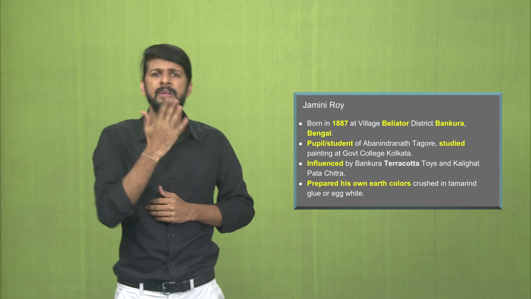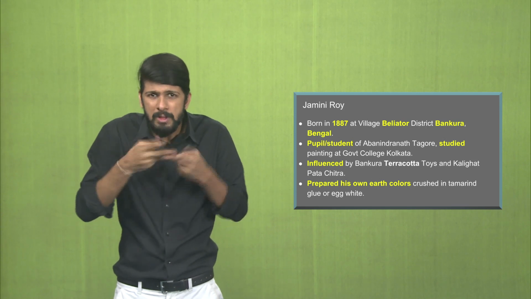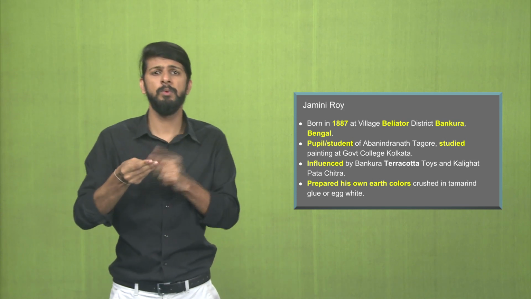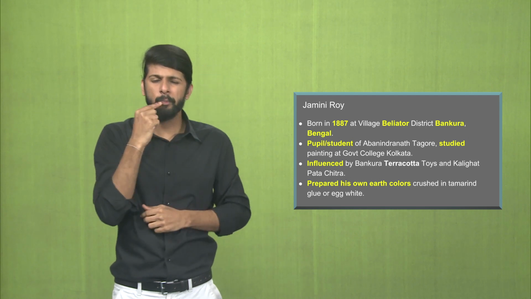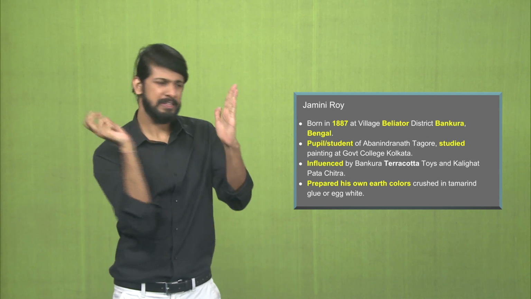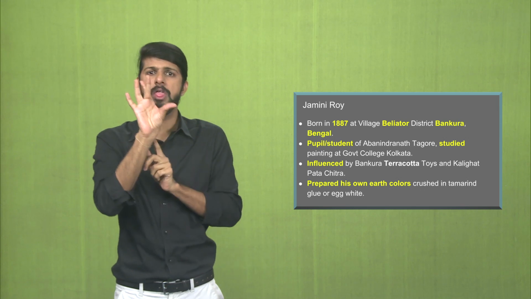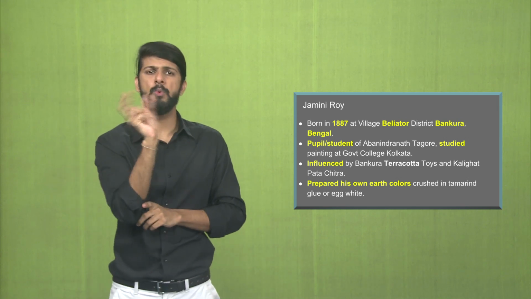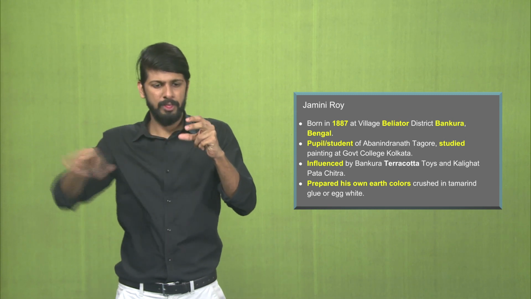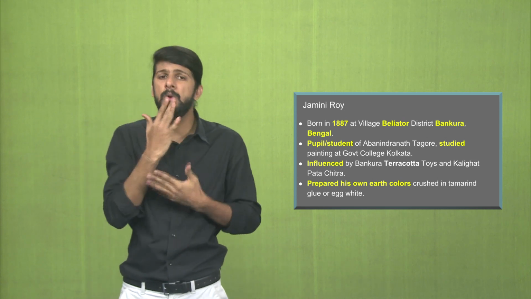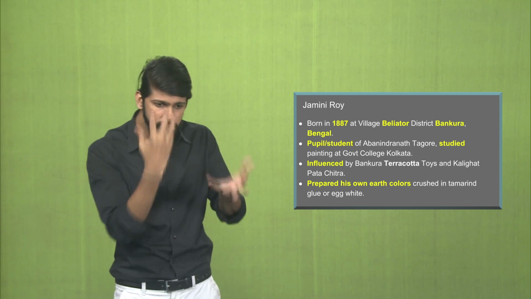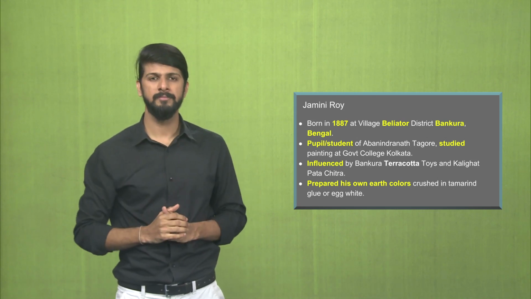Jamini Roy prepared his own colors, and these were earth colors which he would crush, and then he would mix it in tamarind glue. You know what tamarind is? So, the tamarind tree, if you cut the bark a little, there is secretion of a kind of glue which he would use, or he would use egg white as a binding product for the pigments of the earth colors which he would make himself. And this was the time when colors were not readily available, and he would prepare his own colors.